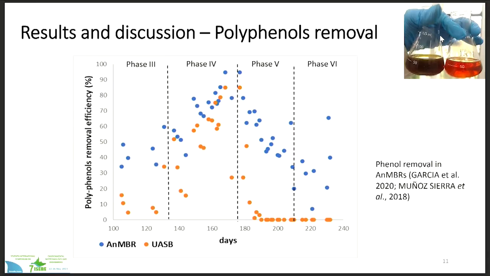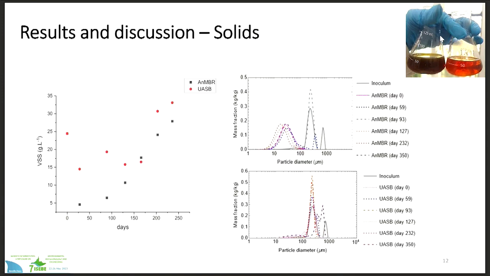Polyphenols removal monitoring starts from phase 3. And again, the anaerobic membrane reactor had higher removal efficiencies. And from phase 5, the USB stopped removing polyphenols. It's already known that anaerobic membrane reactors are efficient for phenol removal, but those results were kind of a surprise for us. We were not expecting this difference between the reactors.